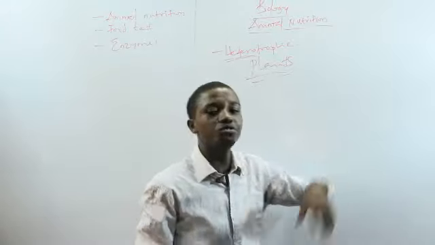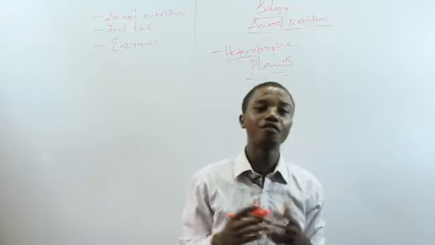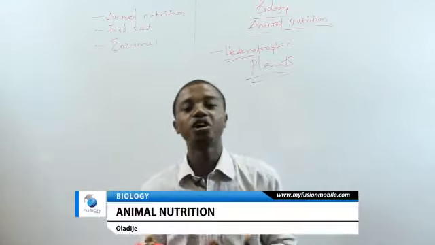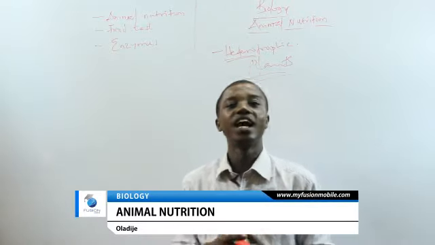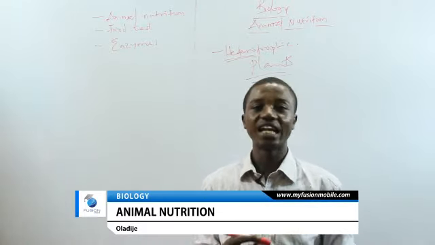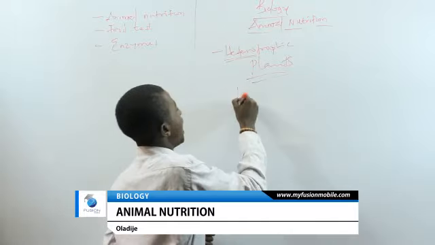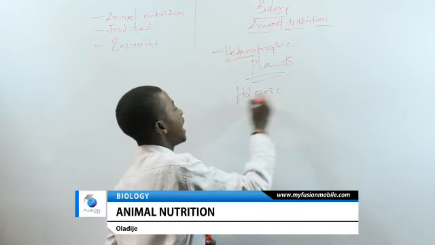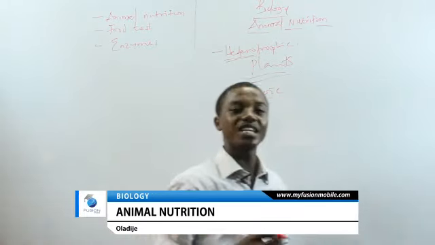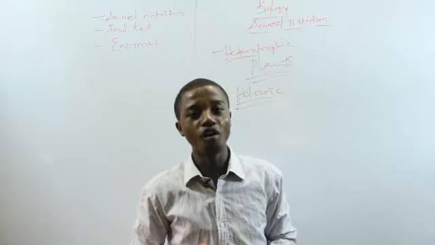I take it again. Animal nutrition is basically known as a heterotrophic mode of nutrition. It's a kind of nutrition where organisms depend on plants for food directly or indirectly. It is also known as the holozoic type of nutrition.